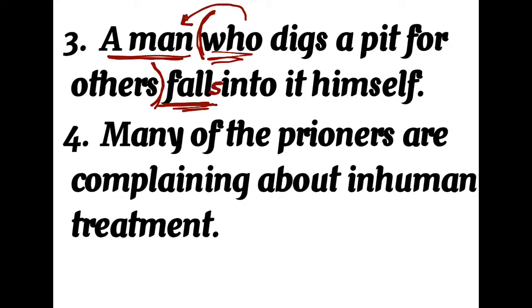Okay, many of the prisoners, again, preposition phrase is there. Many of the prisoners, put a bracket here, and end it as soon as we come across a verb. So are is a verb. Many of the prisoners are complaining about inhuman treatment. Is the sentence correct or incorrect? Many are complaining, it seems the sentence is purely grammatical, acceptable. It does not have any violation of subject-verb agreement rule or any other rule of grammar. So this sentence is correct. There's no doubt about it.